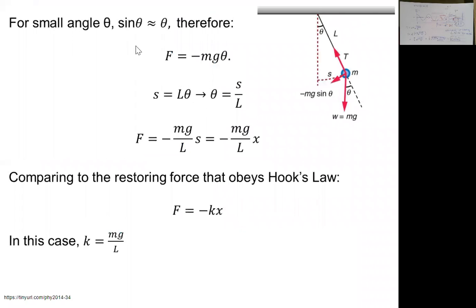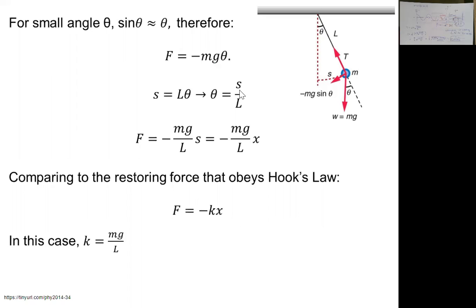All right, so you can write F equal to minus mg sine theta, where we take sine theta as theta. Then the arc length, if you pull the bob by a small distance s, should be equal to L times the angle, which should be in radians. So that's called the arc length. Theta is then equal to s divided by L, and you can replace theta with this expression.